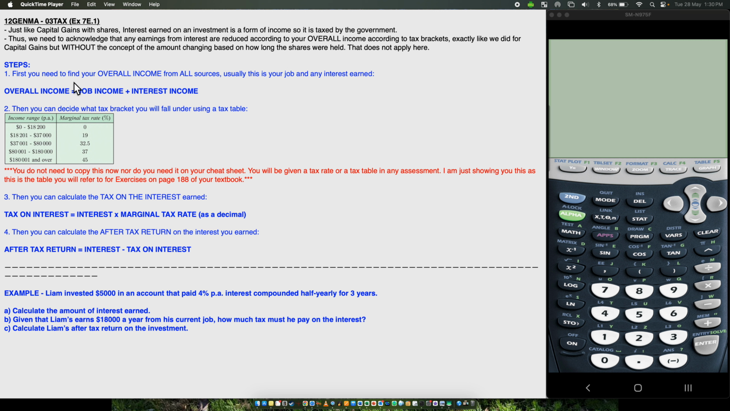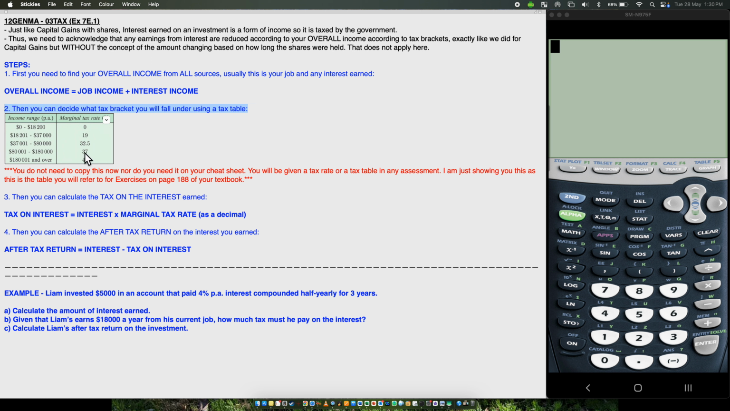So what are your steps for tax on an investment? Step 1, first you need to find your overall income from all sources. Usually this is your job and any interest earned. So your overall income is equal to your job income plus interest income. Then you can decide what tax bracket you will fall under using a tax table.